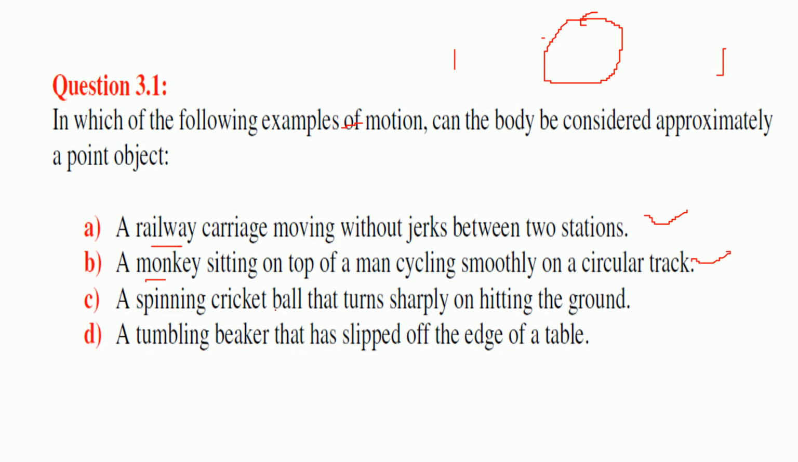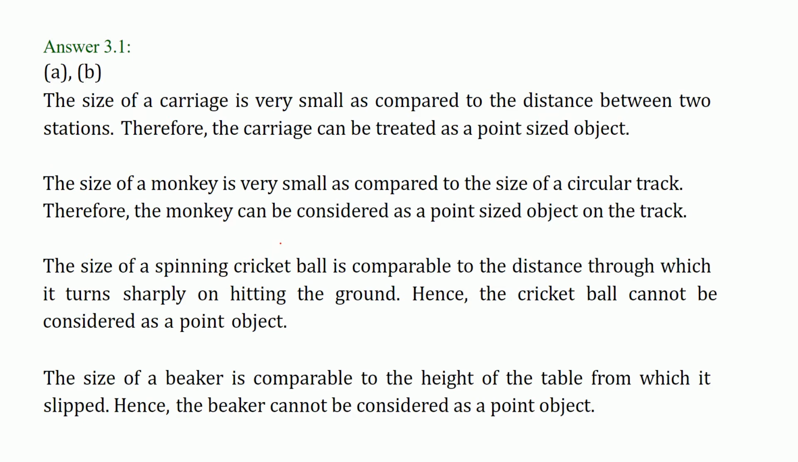A spinning cricket ball that turns sharply on hitting the ground. Now if we are talking about the pitch, the ball has a substantial size. Here we cannot take the spinning cricket ball as a point object. A tumbling beaker that has slipped off the edge of a table. When you talk about a table and a beaker, the beaker is somewhat comparable to the size of the table, so you cannot take it as a point object. This is what is being discussed here.